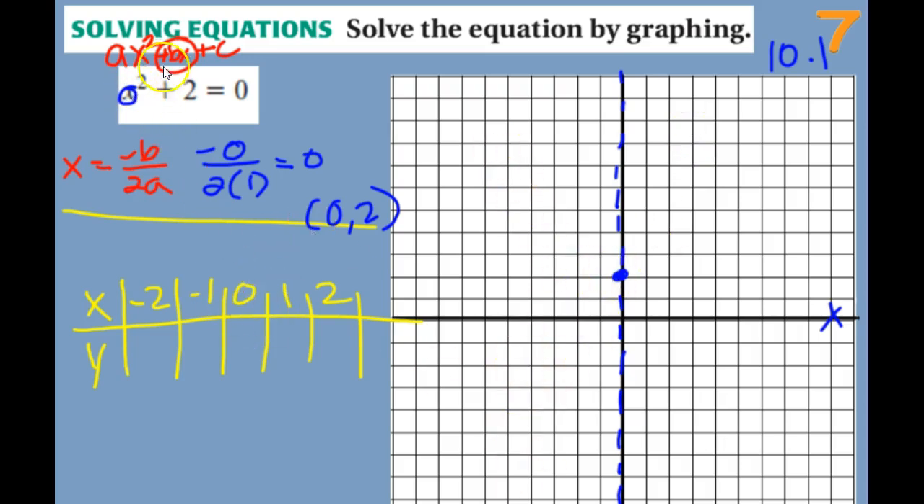So we plugged in a 0. That was 0 squared, and then plus 2 is 2. We plotted that already. Then if we plug in a 1, 1 squared plus 2. 1 squared is 1. 1 plus 2 is 3. Same thing over here. Negative 1 squared is negative 1 times negative 1 makes a positive 1. Plus 2 is 3. And then 2. 2 squared is 4. 4 plus 2 is 6.